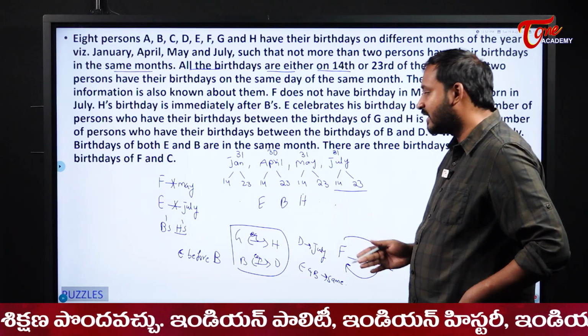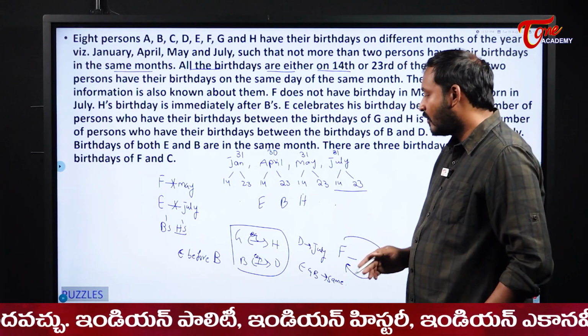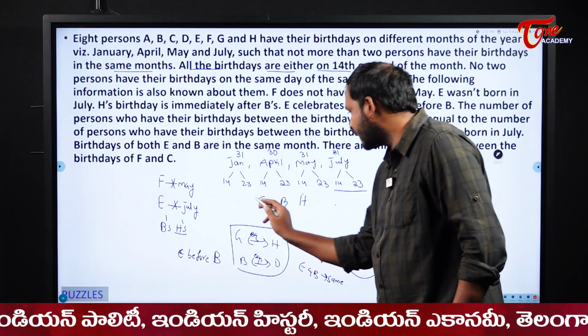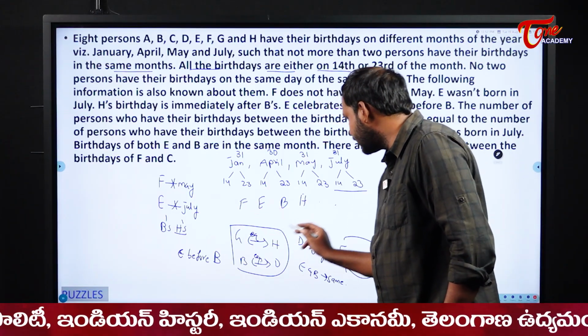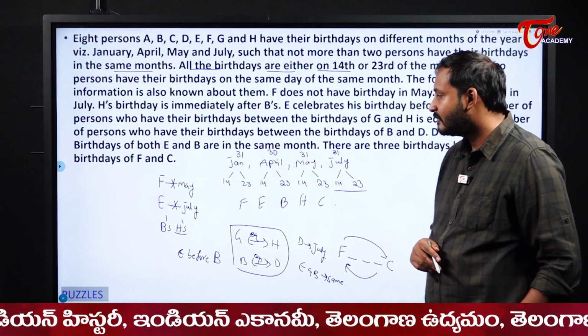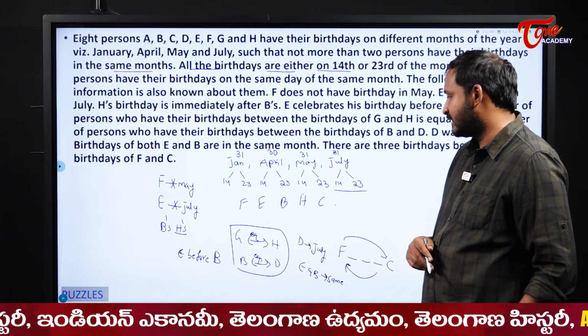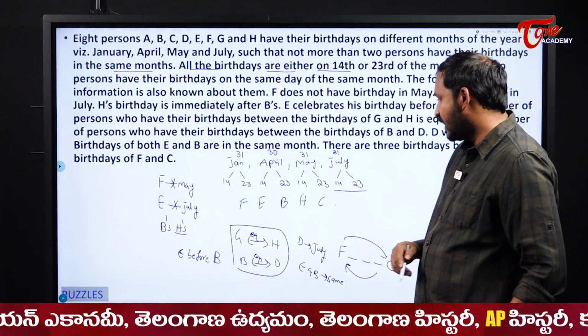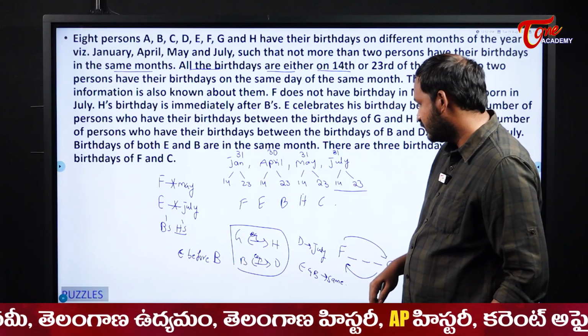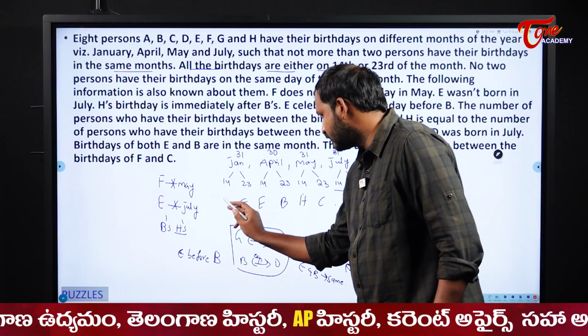Because here I cannot place F and C. Or else, what is the only possibility if I take it like this? I can take F here and C here. And now where can I put G?